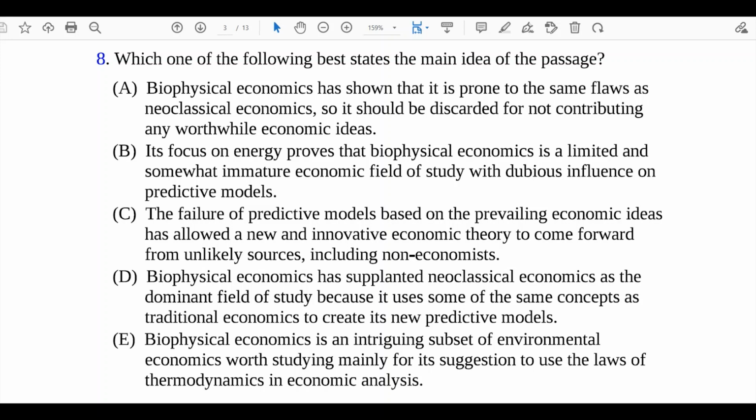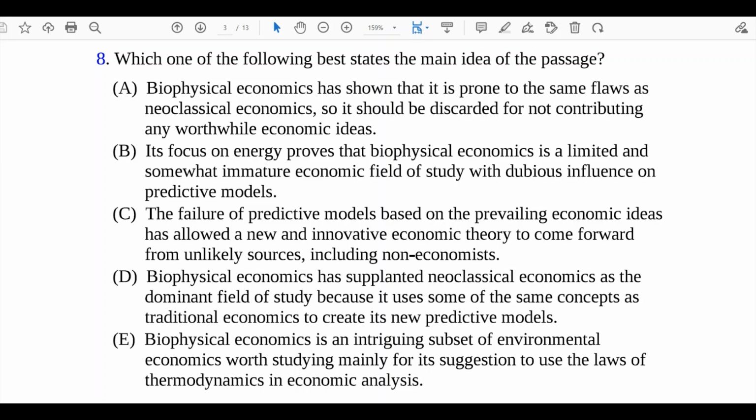Here, the correct answer is C. The failure of predictive models based on the prevailing economic ideas has allowed a new and innovative economic theory to come forward from unlikely sources, including non-economists. This is a main idea question. The question asks that you identify the main idea of the passage from among the possible answers. You need to refer to your passage summary.